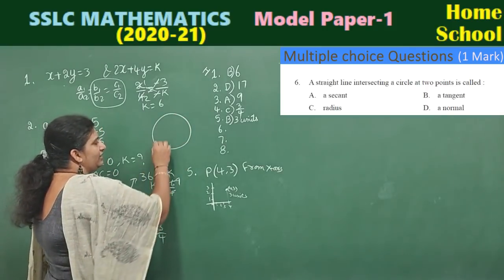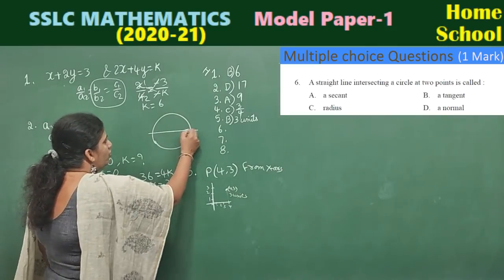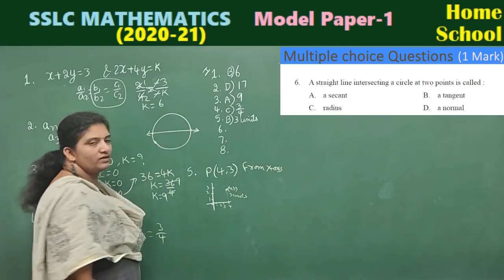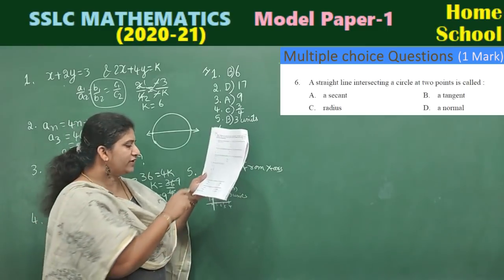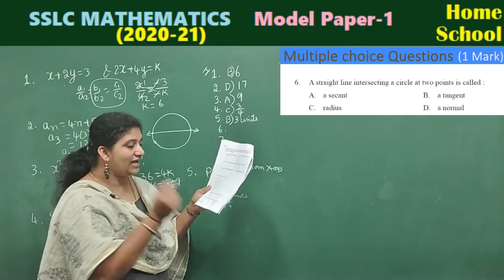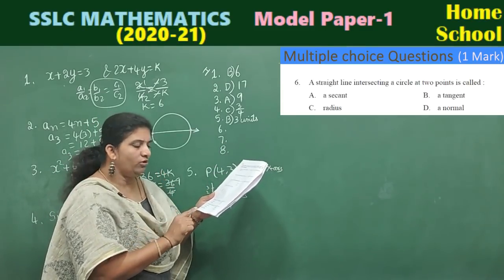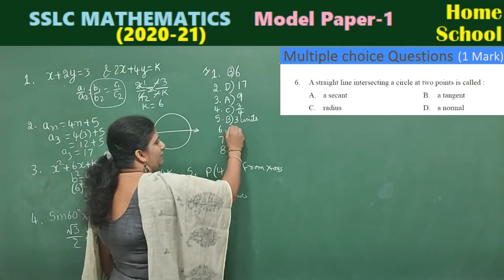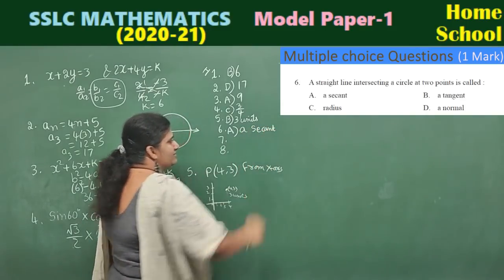A straight line intersecting a circle at 2 points. What is this line called as? Line intersecting a circle at 2 points. Let me read the options for you. A secant? Yes, it is a secant. And see the next options. Is it a tangent? No. Radius? No. Normal? No. So your option is option A. A secant is your answer.